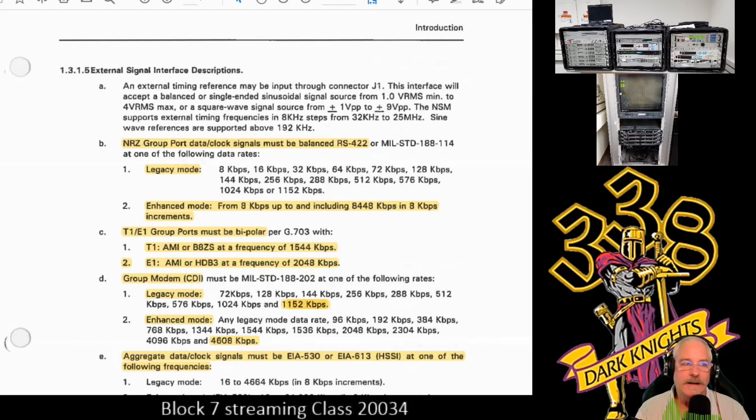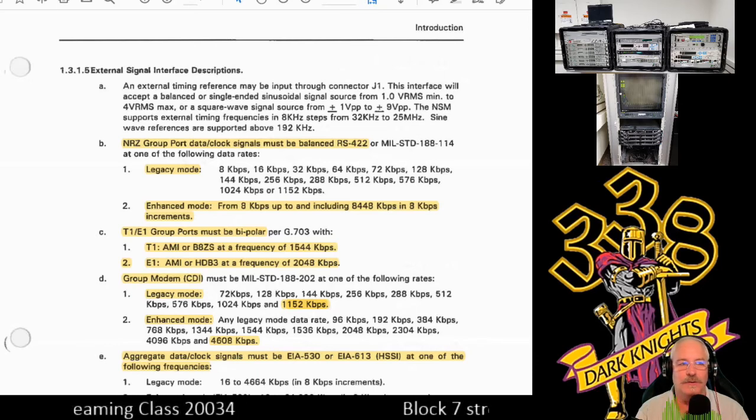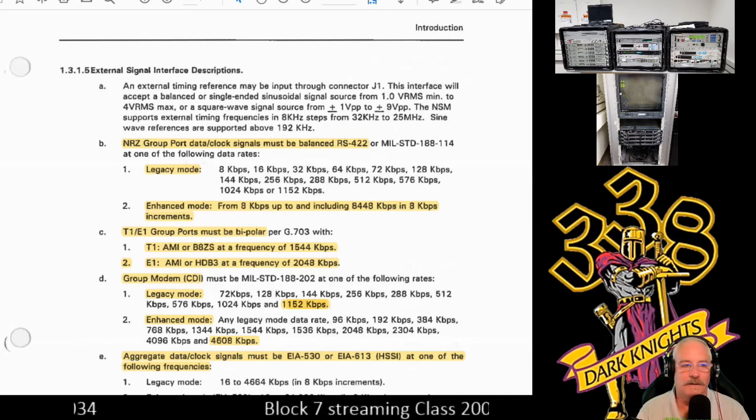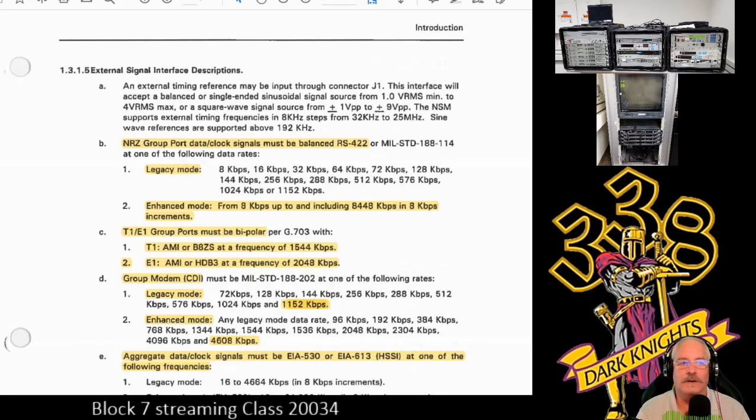You look at Charlie, T1, E1 group ports must be bipolar. I can tell you that the T1 line, which is number 1, or B, Bravo 8, Zulu Sierra, is bipolar with zero suppression, and has a frequency of 1.544 megabits per second. And the E1 port is alternate mark inversion, or Hotel Delta Bravo 3, at a frequency of 2048.